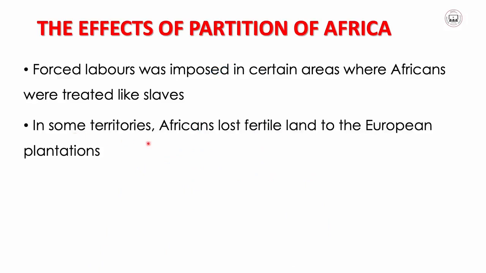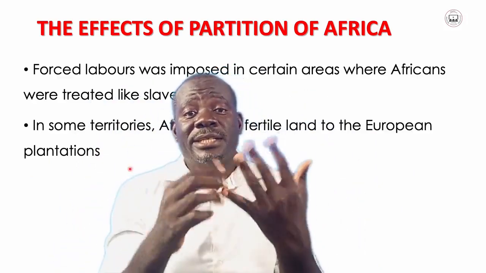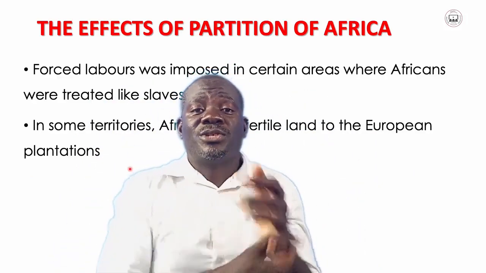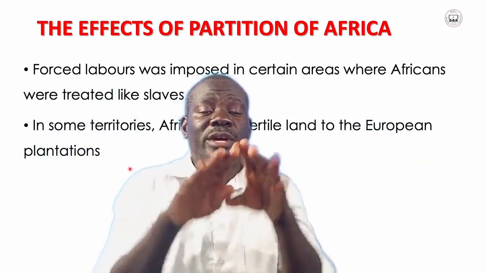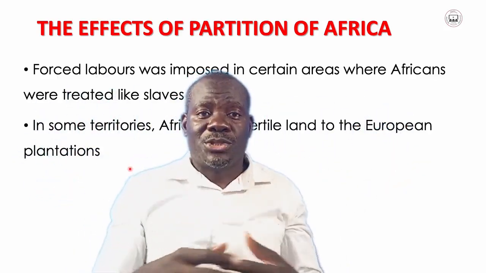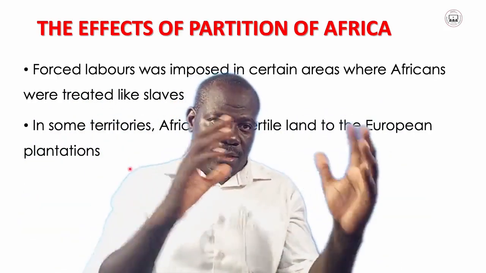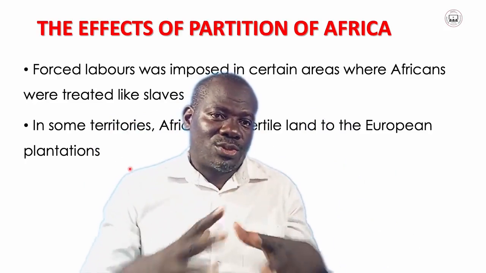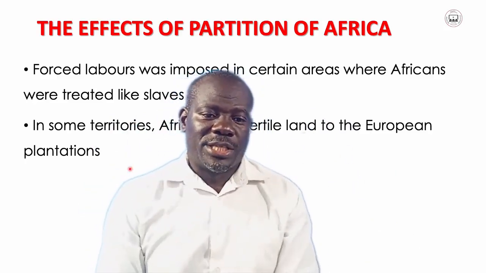In some territories, Africans lost fertile land to European plantations. So those countries, they came because they agreed that they have to develop. So they were coming here to open their farms. So those farms were for them, the Europeans. So they used the land that previously belonged to Africans. So Africans, they lost the land to the Europeans during this period.